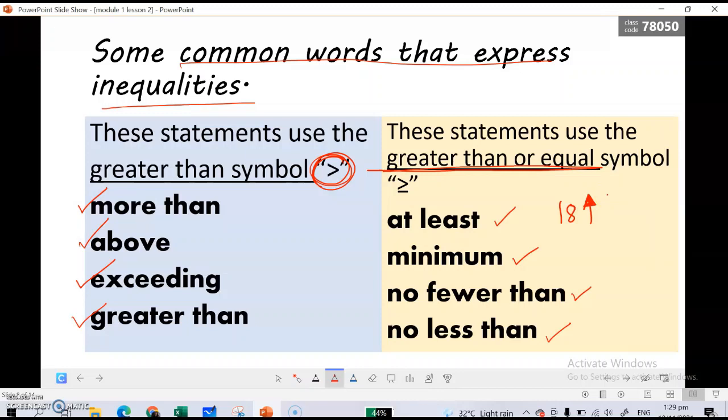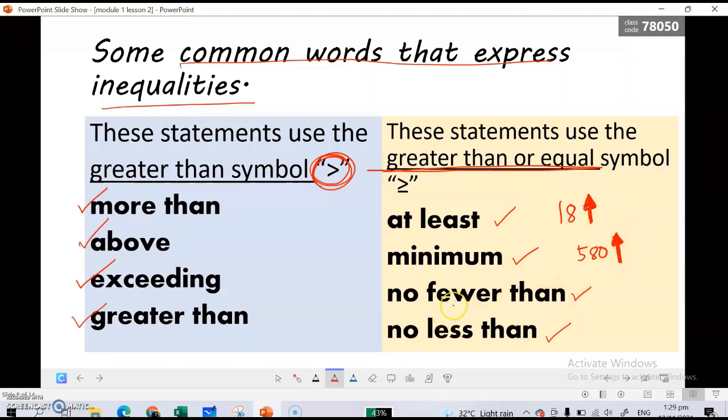Okay, minimum. For example, ang minimum ng pwedeng tanggapin sa K1, example lang, ay 4 years old. Minimum ng 4 years old. Or pwede natin gamitin sa iba yung minimum. Like yung minimum wage. Minimum na sahod. Kung ang minimum na sahod ay 580, example lang, ibig sabihin, pinakamababa tong 580, tapos pwede pang tumaas yan. Hindi pwedeng bumaba sa 580. Kung bababa sa 580, ibig sabihin, hindi na sumunod dun sa minimum wage na binigay na law.